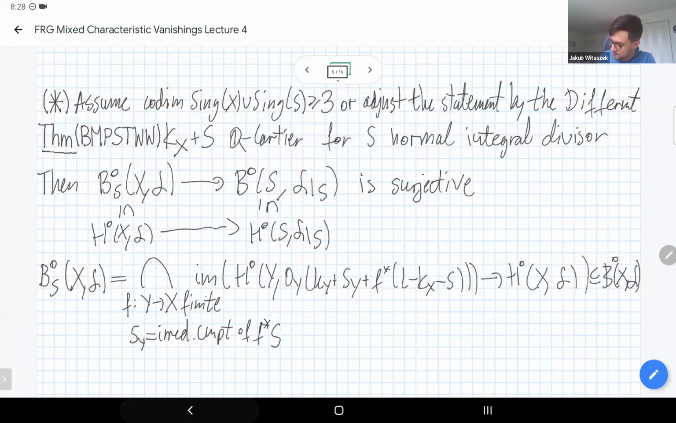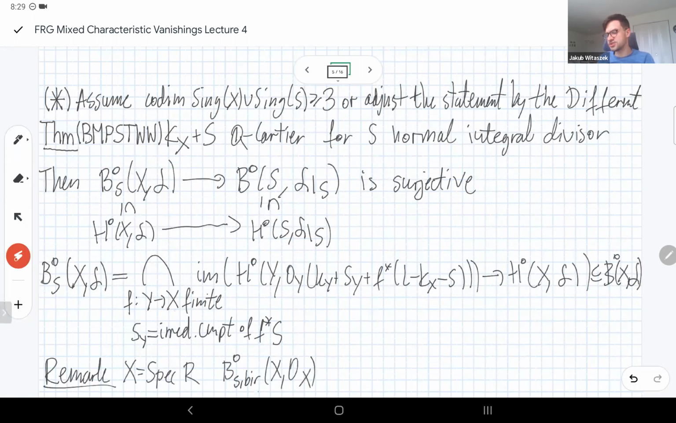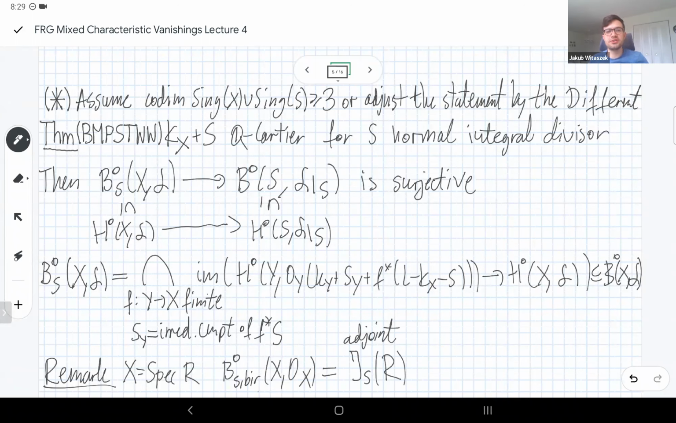Okay, let me make a remark. That if X is equal to Spec of R, then B0S(X, O_X). So I can define the same thing, taking the intersection over birational maps as before. And this thing is equal to exactly the adjoint ideal of R. So this is the ideal that restricted to the boundary recovers the multiplier ideal sheaf. So it's not true in general that the multiplier ideal sheaf restricts to the multiplier ideal sheaf on the boundary. It is true for this adjoint variant.